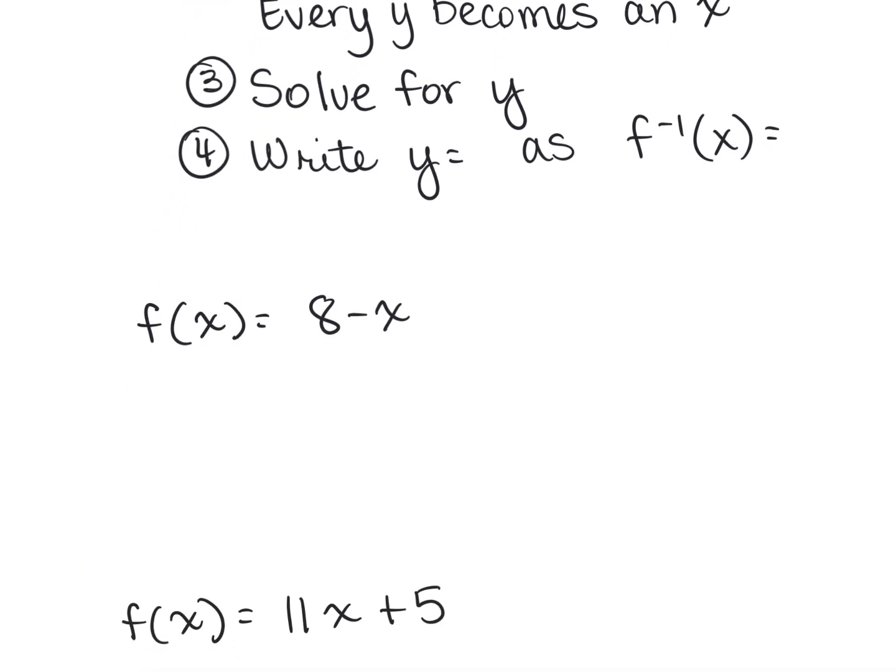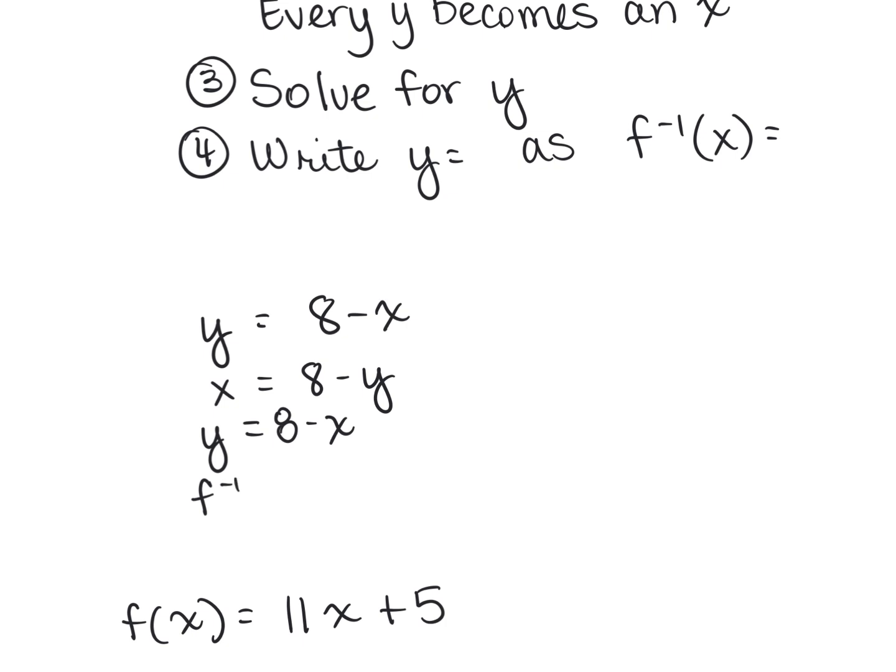So the first thing I'm going to do here, that's my original, and I'm going to change this into y equals. All right, so then y becomes x and x becomes y. And now I need to solve this for y. So I'm going to add y to the other side and subtract x to the other side. So f inverse of x is equal to 8 minus x.